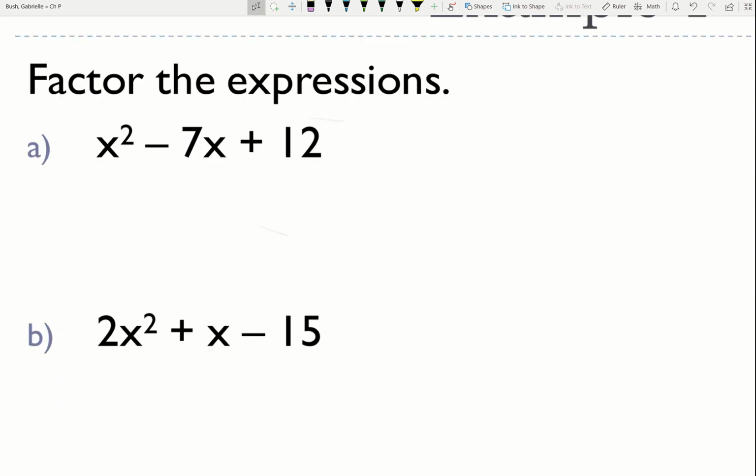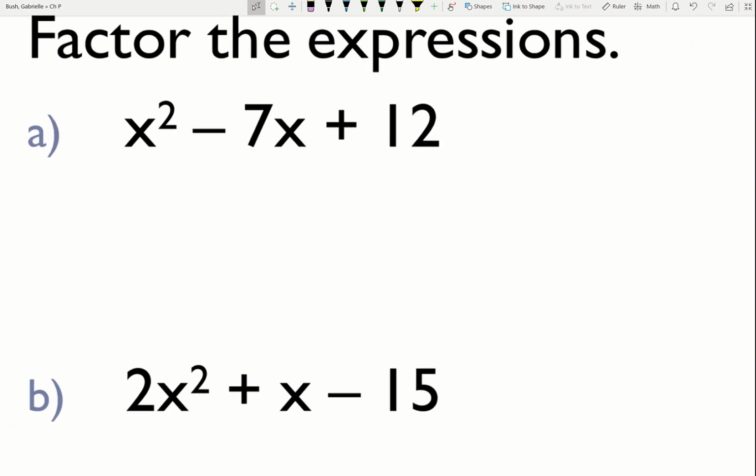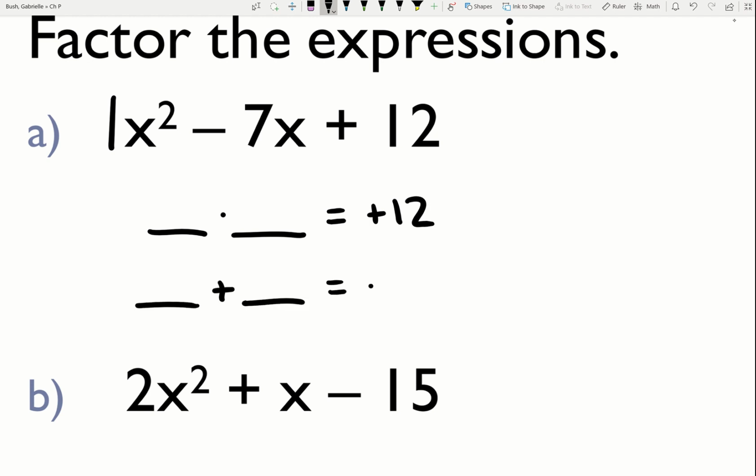So we have this first trinomial, x squared minus 7x plus 12. The leading coefficient is simply 1, so this is just a task of figuring out which two numbers multiply to give us a positive 12, but those same two numbers have to add up to give me a negative 7. Since they add up to something negative and multiply to something positive, that's a dead giveaway that both numbers have to be negative, whatever we pick.